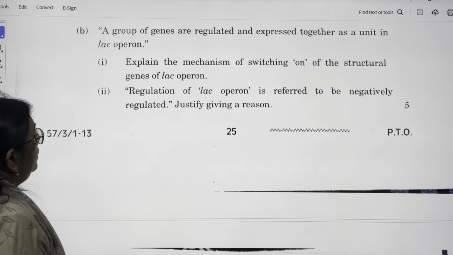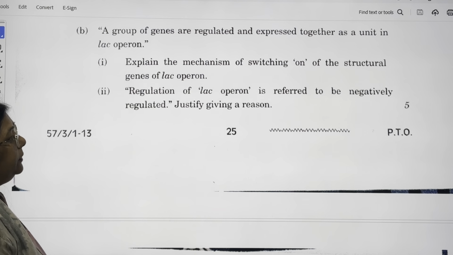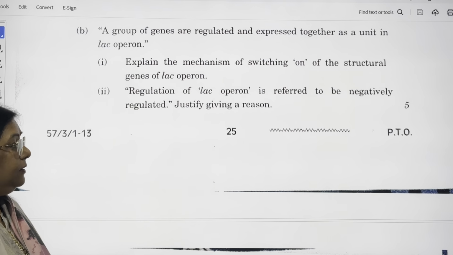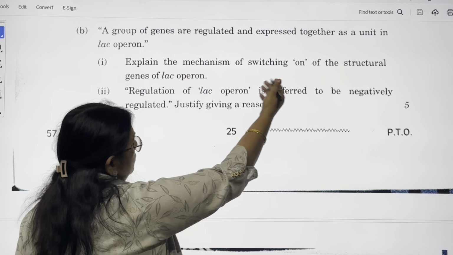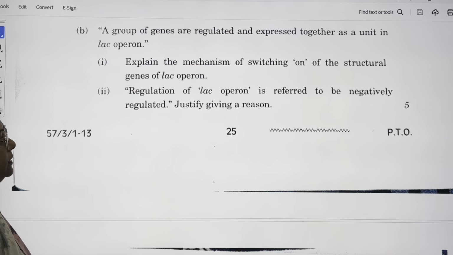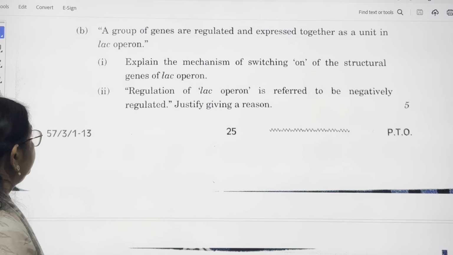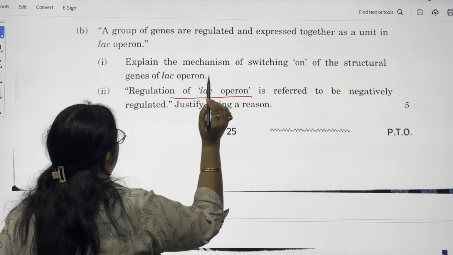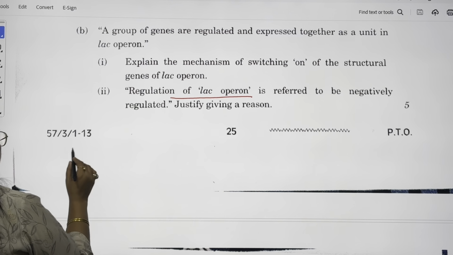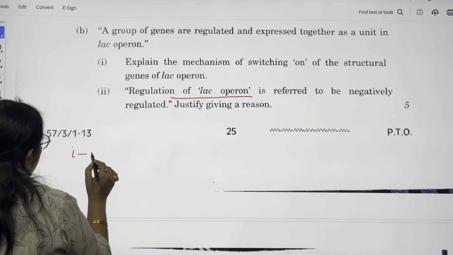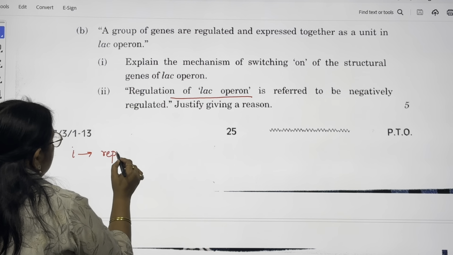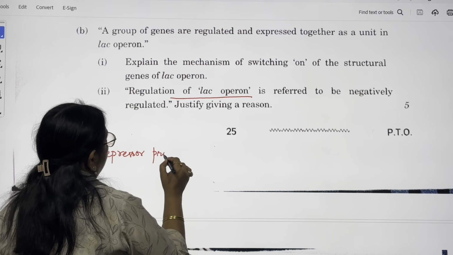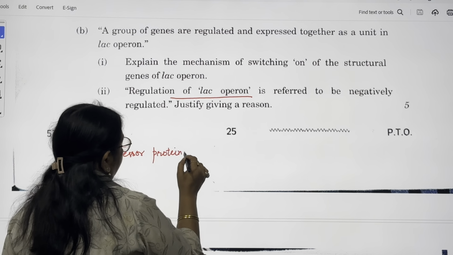Next part, regulation of LEC operon is referred to be negatively regulated. Justify giving a reason. We have just discussed the switching on process of the operator. Regulation of LEC operon is referred to be negatively regulated. You know, from the I gene, repressor protein is formed all the time.